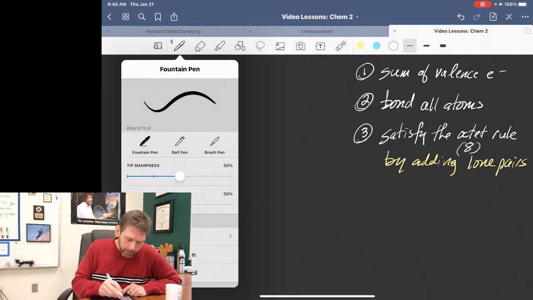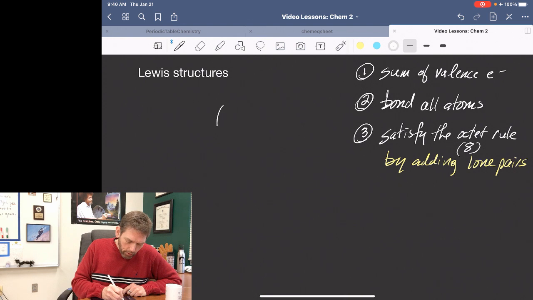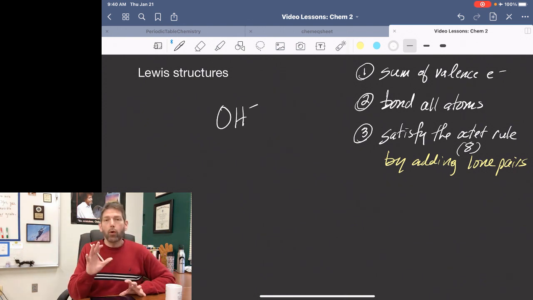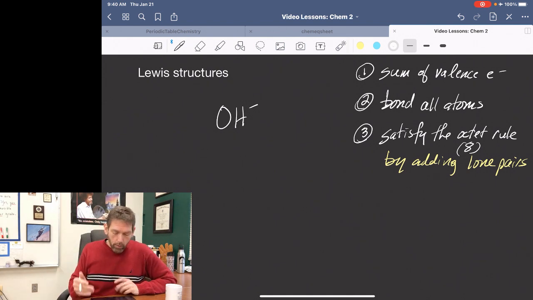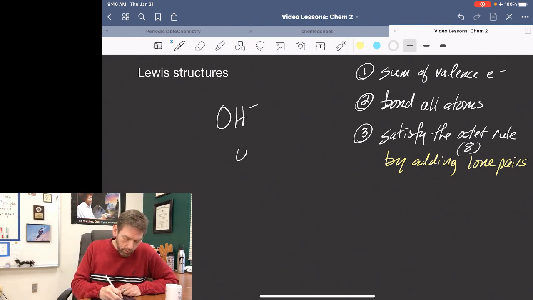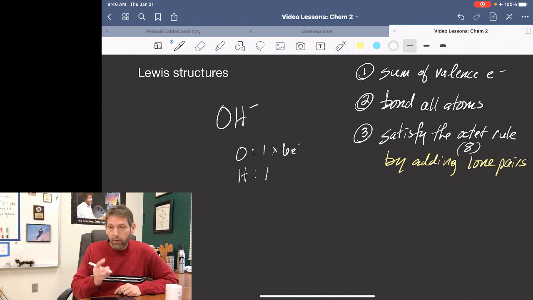We already know hydroxide is an OH negative. So polyatomic, more than one atom, remember, and there's a negative charge. Remember the first rule is the sum of the valence electrons of all atoms. So there's one oxygen and one hydrogen. Oxygen has 6 valence electrons, and hydrogen has 1 valence electron. So 6 times 1 is 6 electrons, 1 times 1 obviously is 1.